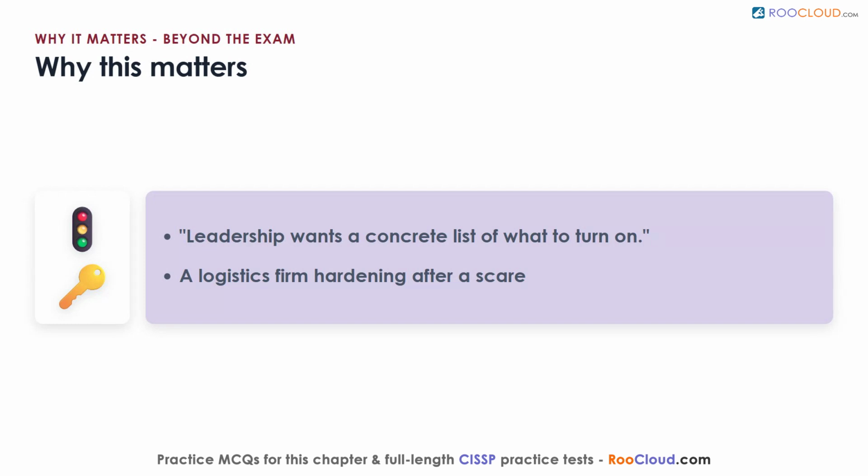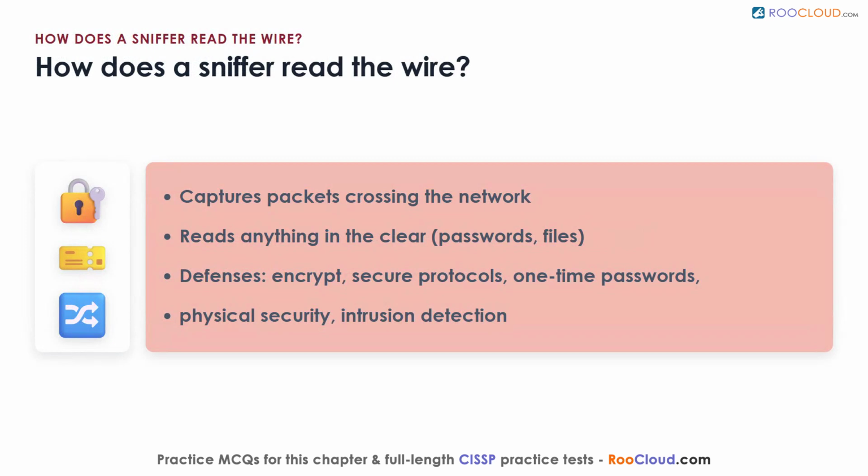Picture a logistics company hardening its network after a scare. Leadership does not want a lecture on threats. They want a concrete list of what to turn on. This session gives you exactly that: the layered controls that shut down the attacks we have been studying across this whole topic. Let's start with quiet interception.